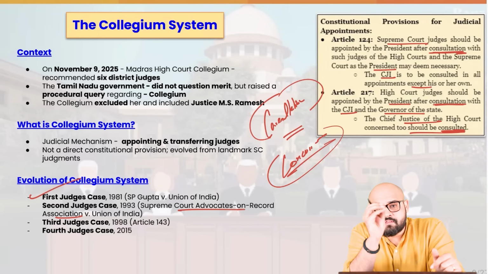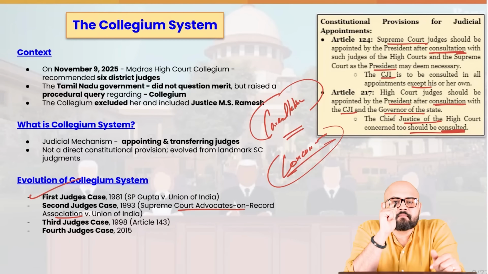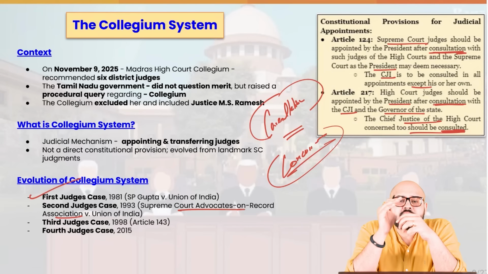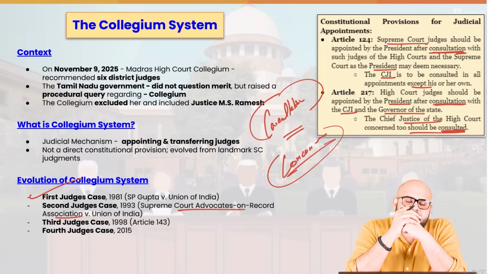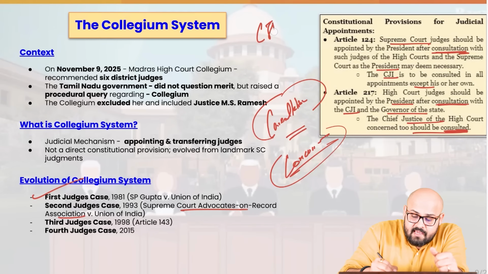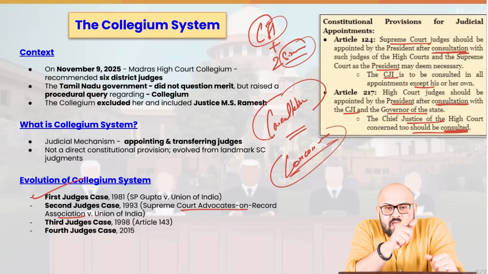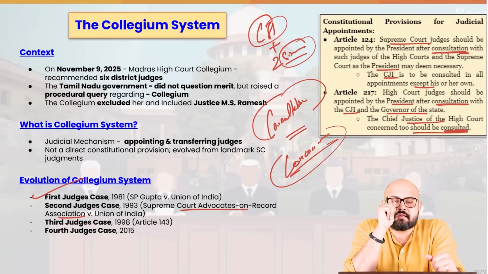Whatever we would say, you will have to agree. You cannot deny that, right? Second thing, the consultation does not just mean the views of the Chief Justice of India. It should include the CJI plus the two senior most judges of the Supreme Court. So the CJI, before he gives the recommendation to the executive, must consult the two senior judges.